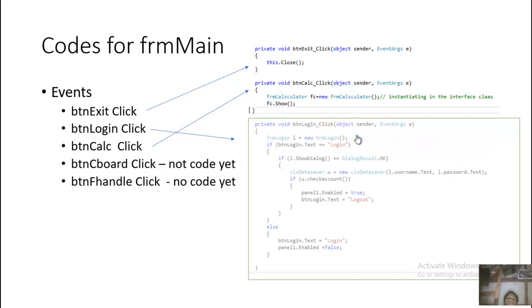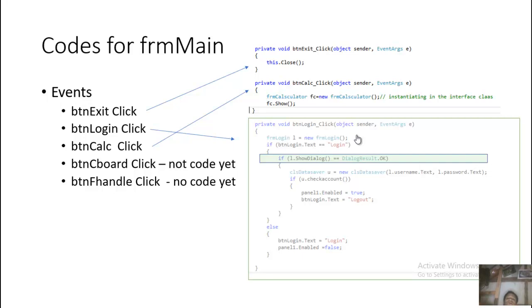So it calls, if the user has not been logged in yet, it calls the instance of a login form and checks whether the OK button is being clicked. When the OK button is clicked, it instantiates the data saver class, passing the username and password parameter.